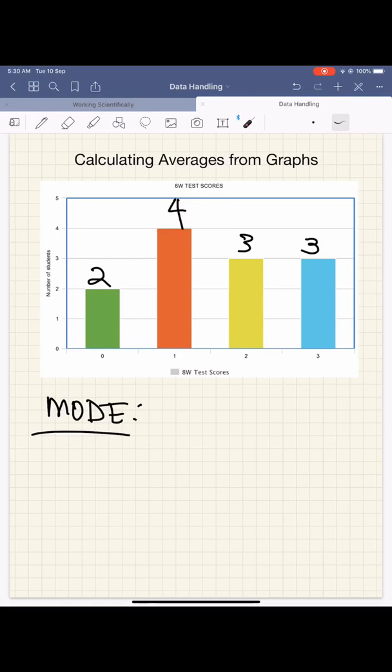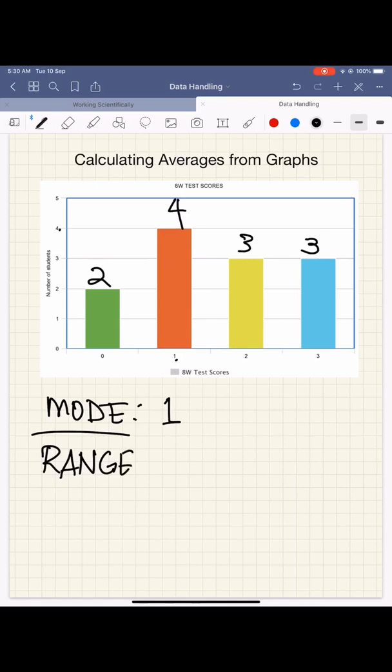Okay? 1 is the mode because 4 students earned 1 mark in the test. Or visually, you can just look at the bars. This is the tallest bar, so that means that is the mode. Again, 4 students got 1, so the mode is 1 mark. I don't like the way I wrote the 1. Let me make it nicer. 1.